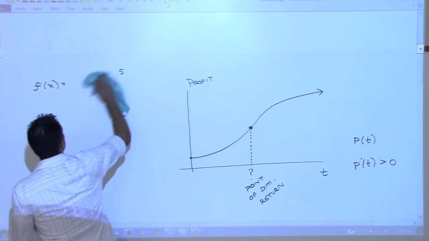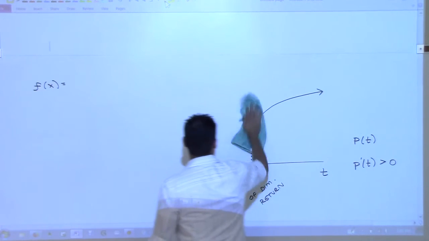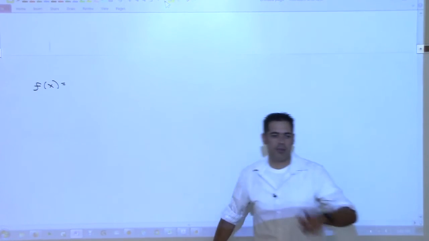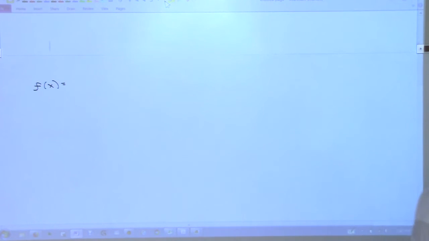So let's do the same instructions on this one. We're going to do the whole thing. Where is this function increasing and decreasing? Where are the local maxes and mins? Where is it concave up and down, and where are the inflection points? All right? So here we go.